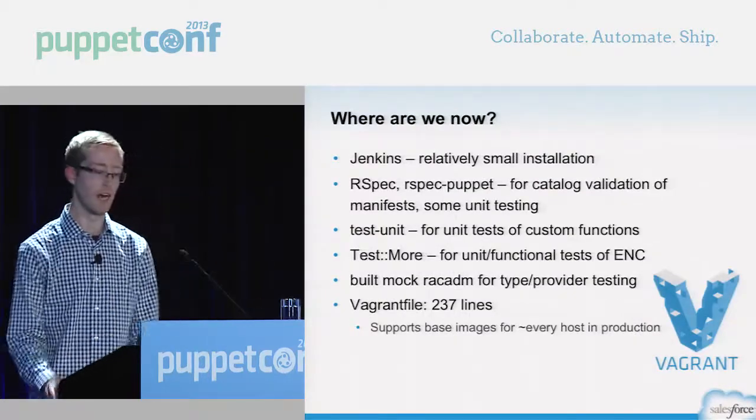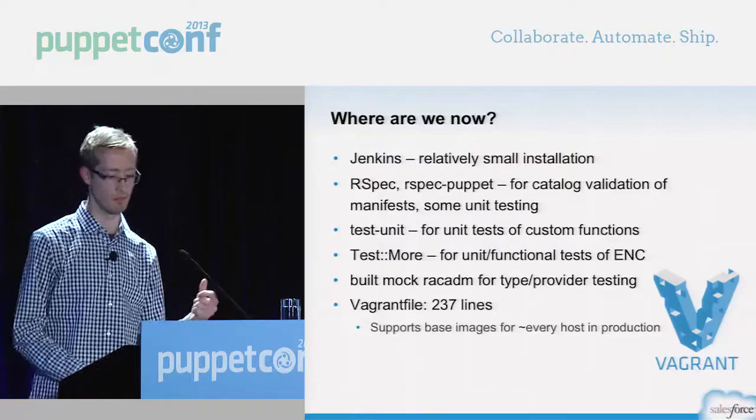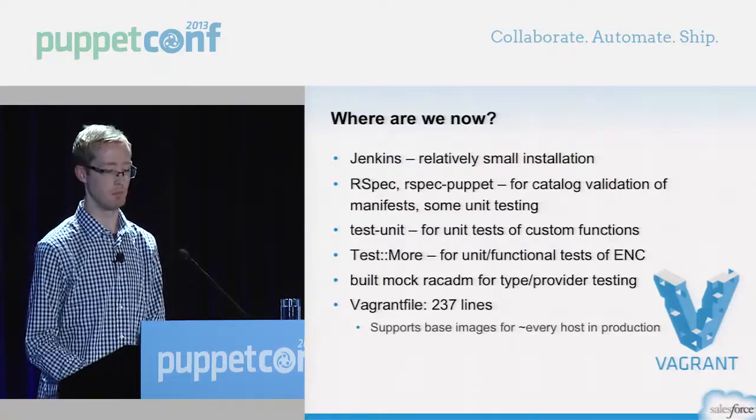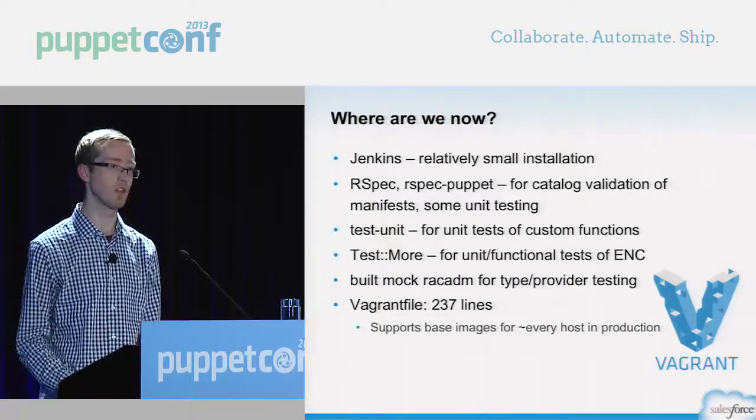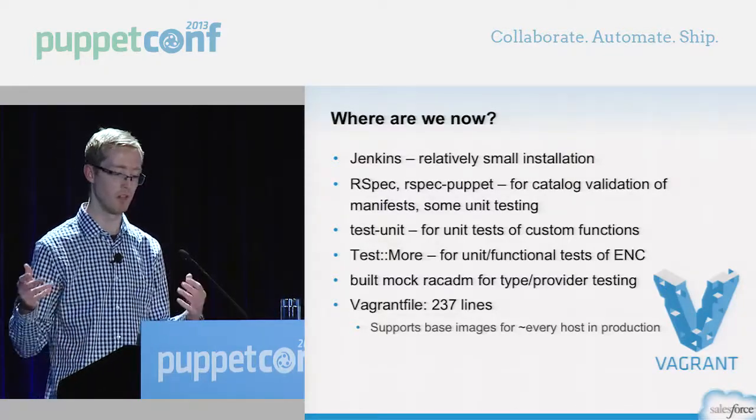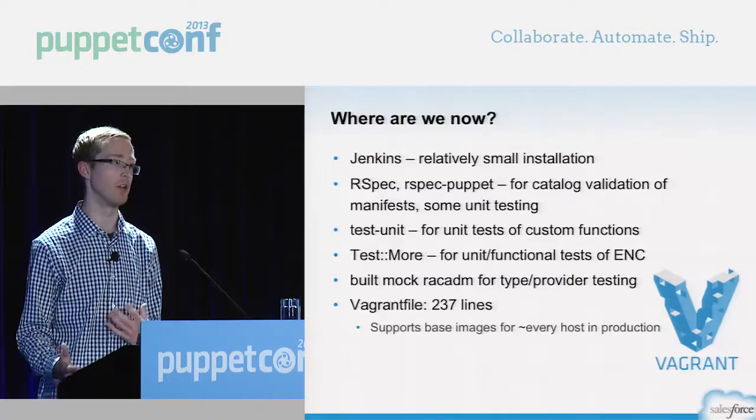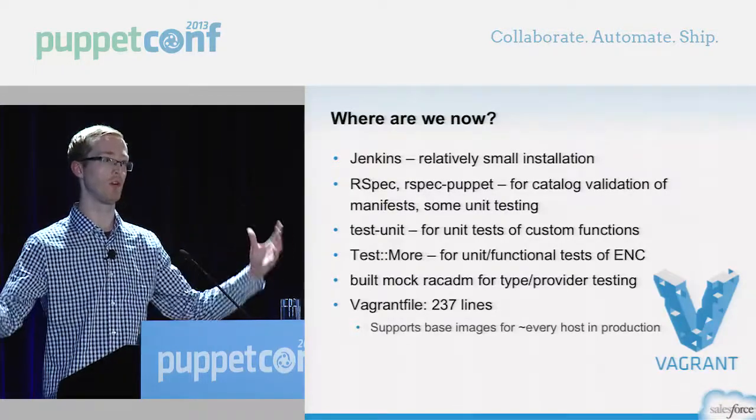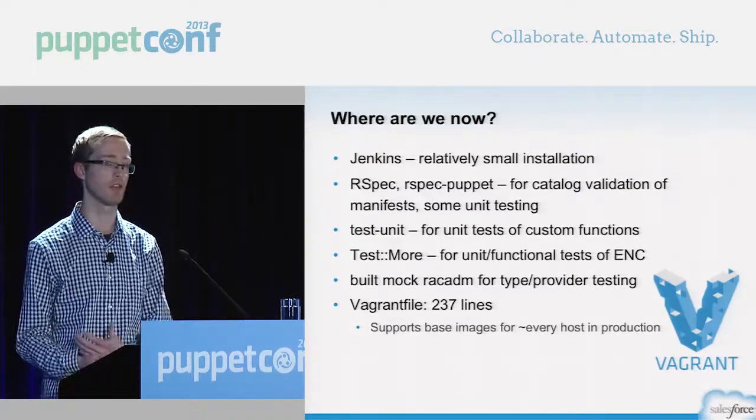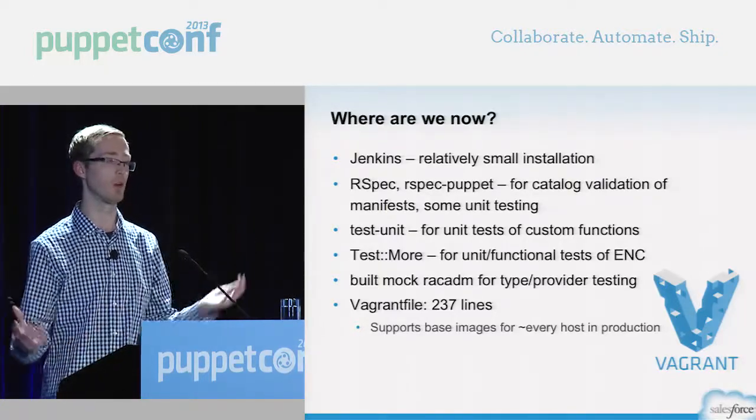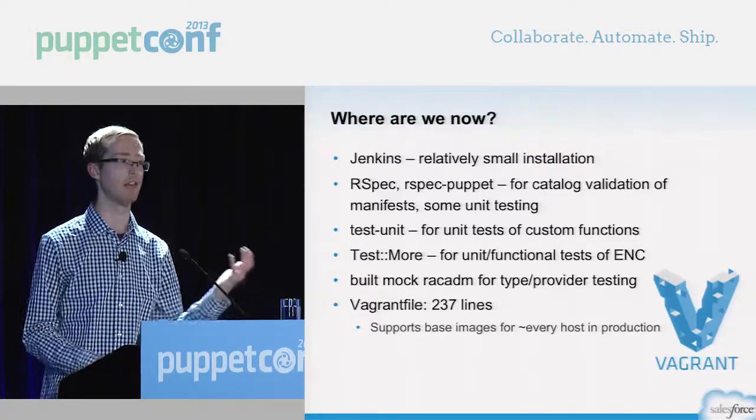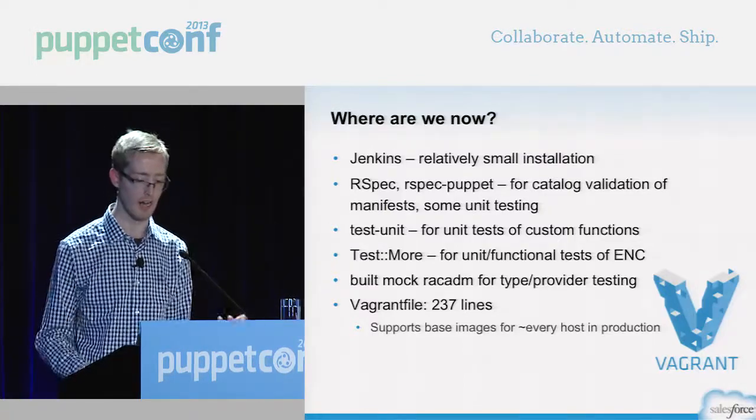Where are we now? Strangely enough, we weren't even using Jenkins, really, back a couple months ago. Now we're using it, but our installation's still pretty small. I think it's awesome that it's small. We don't need a huge farm of Jenkins machines to run these tests because they can all run inside Vagrant. So we can have 4 or 5 machines for every one of our physical machines.